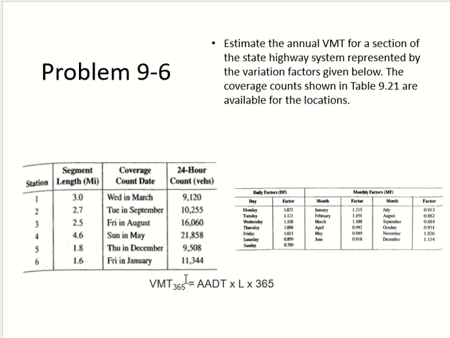Then VMT is count multiplied by distance, right? Distance means the length. The length of each segment is given. And why multiply by 365? Because we want it for the whole year. If you don't multiply by it, this is the average VMT of one day. Multiplying makes it the total for the whole year. Clear?